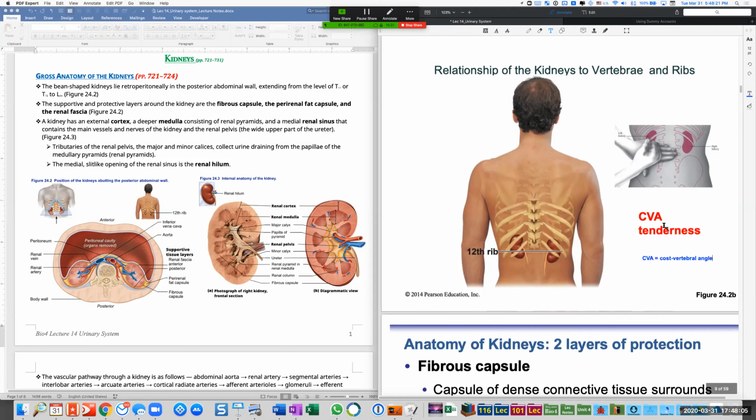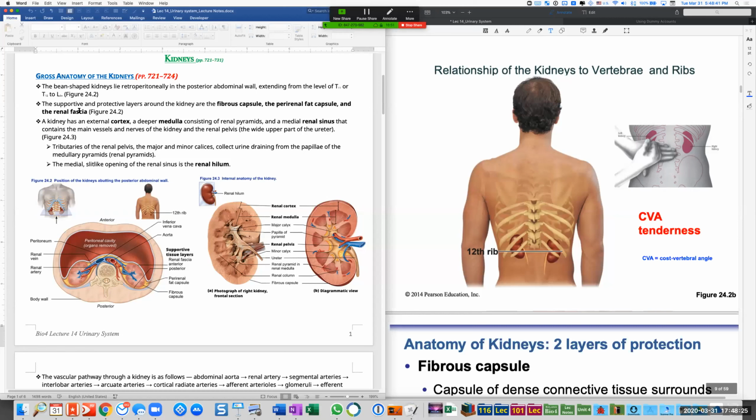Costovertebral angle, or CVA, tenderness is a term often used as a sign of kidney infection. So when someone gets a kidney infection, they have back pain in this region. You can tap on it and you can see tenderness there.